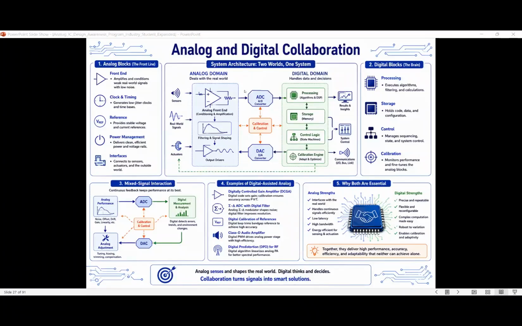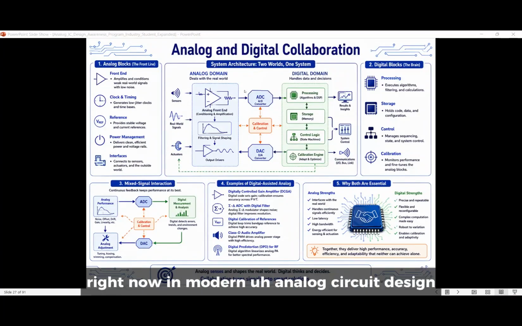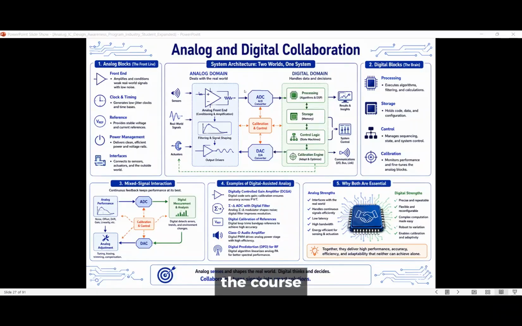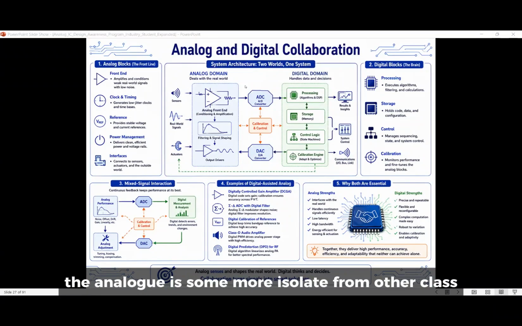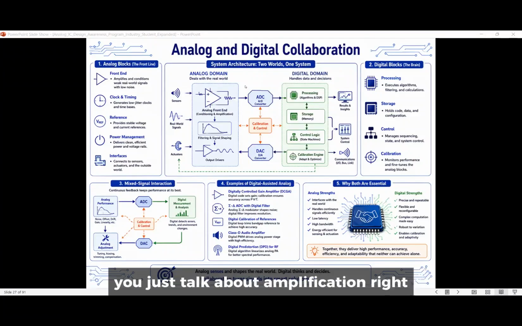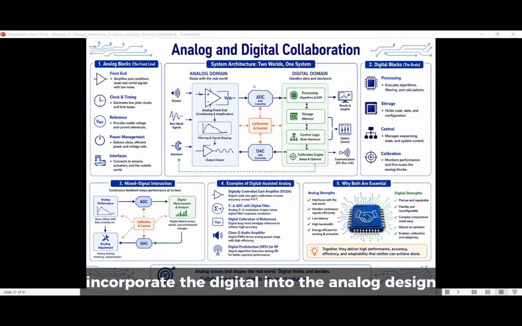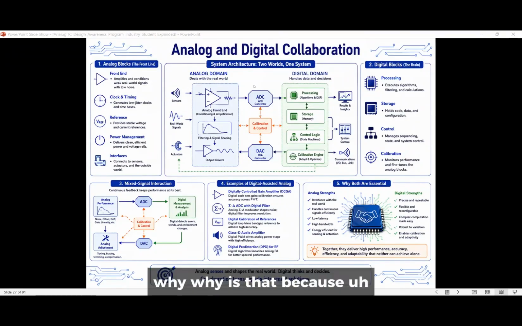Because in modern analog circuit design, analog is not isolated. Maybe 10 years ago, or in the early age of the course, analog was somewhat isolated from other classes. It just talked about amplification, right? But right now, analog is not isolated from other cores. Sometimes we have to incorporate digital into the analog design. So why is that?